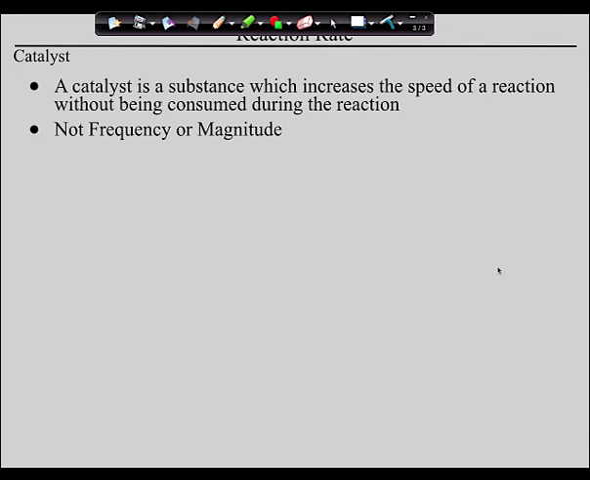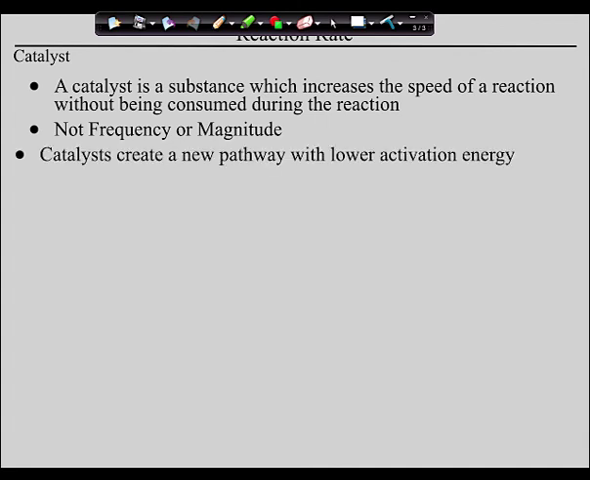What are we missing? Guys, how can it do that? Drops the hump. It drops the hump. Guys, think about it. If there's a hump that keeps us from getting to the other side, one thing we can do to get over is we can hit harder and we can hit more frequently, but the other thing we can do is drop the hump. And if we drop the hump, then the collisions that are already taking place have a greater chance of getting over. So guys, what a catalyst does is it creates a pathway with a lower activation energy. It literally drops the hump.